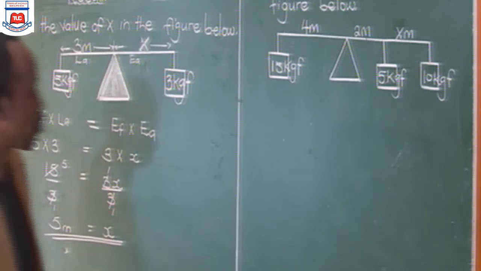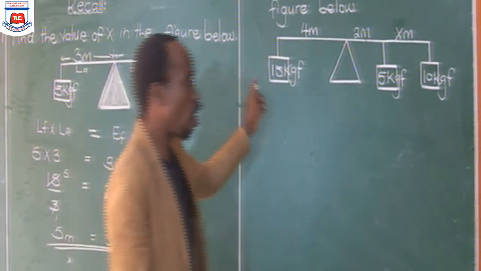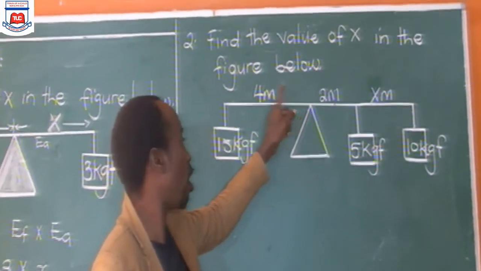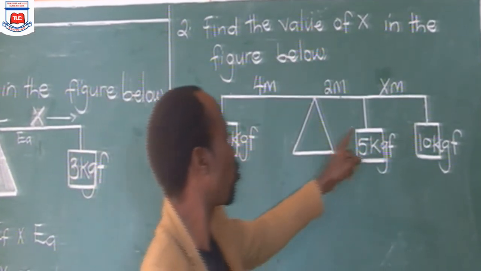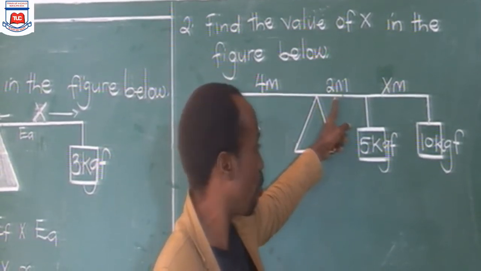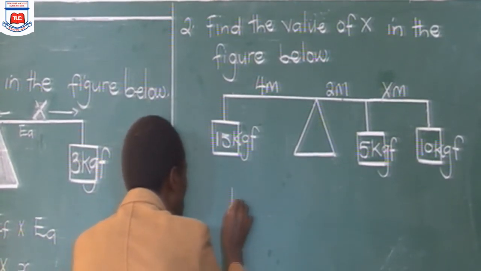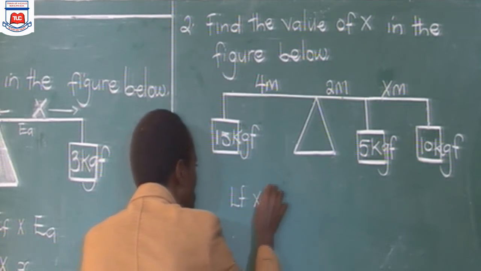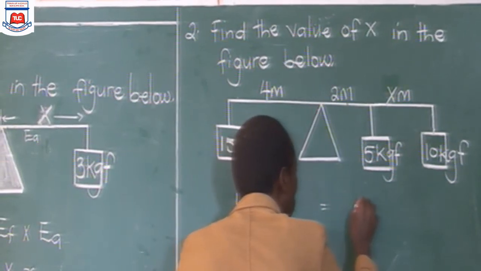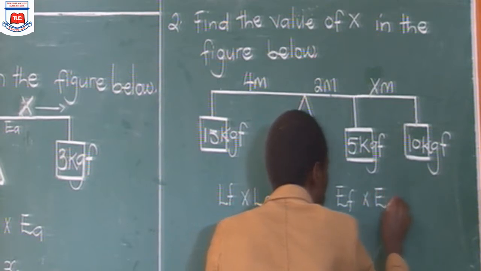We shall first of all state the principle of moments. Remember, we said the load times its distance from the pivot, which is the load arm, is equivalent to the effort multiplied by the distance from the pivot, which is the effort arm. Are we together? Don't forget that. Always state that. Simple. Load force times load arm is always equal to the effort force times effort arm.